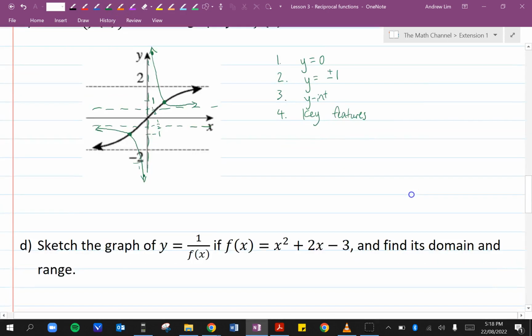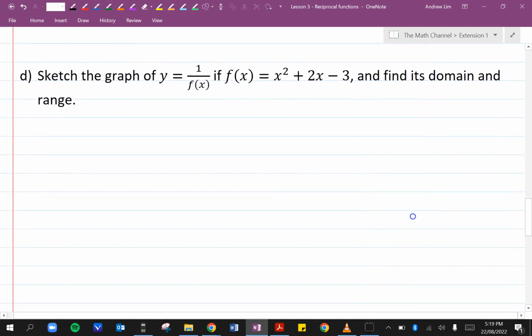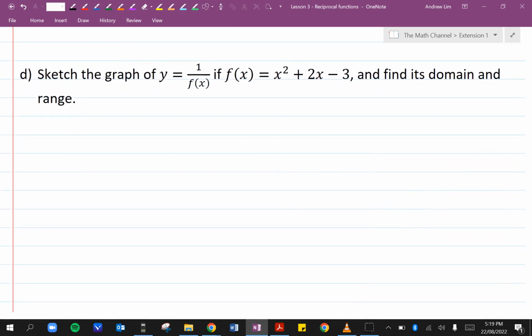Right, question D. Sketch a graph of y equals 1 over f of x if f of x is equal to x squared plus 2x minus 3, and find its domain and range. So, the first thing we need to do is sketch this. Once we've got the graph of f of x, we can then easily work out what the graph of 1 over f of x will look like. So, let's get my axes.